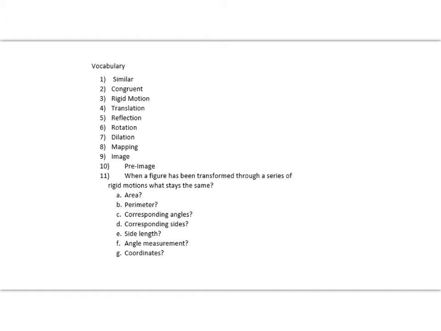So when we're talking similar, it means that the figures look exactly the same, except the sides are not the same length, but they are all proportional, which means all the sides are doubled or all the sides are half. They'll all be proportional in the same way. So not the same sides, but everything else is the same. The angles are the same, the figure looks the same. It's just that it's been in some way dilated.